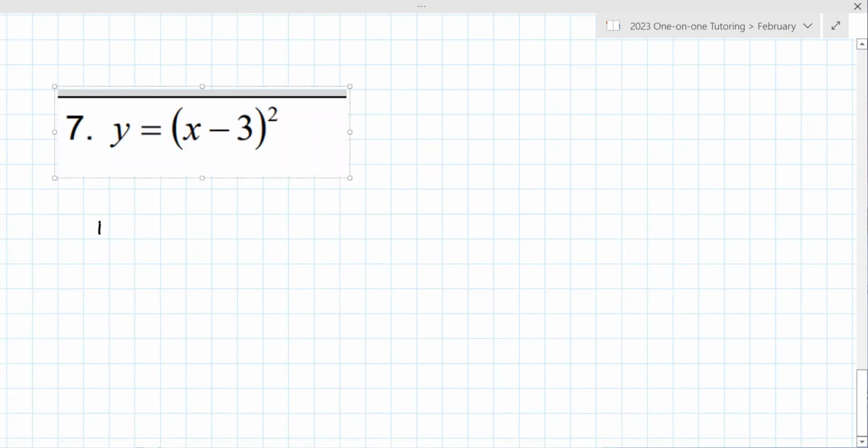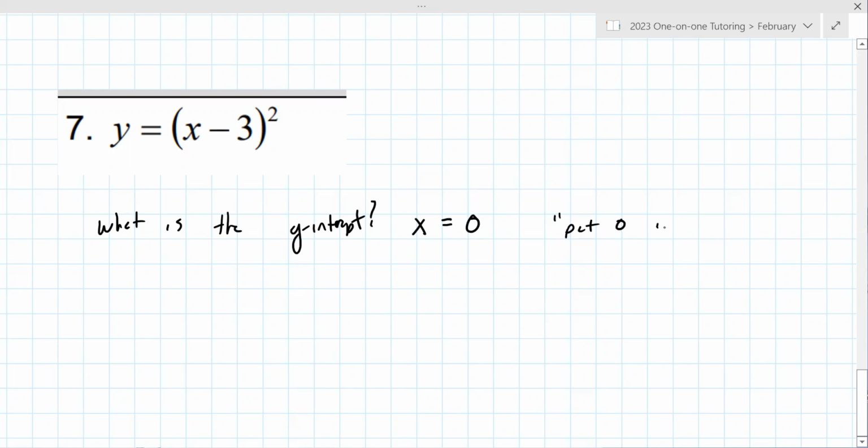The next one is, what is the y-intercept? And you said it earlier. What does x have to equal for the y-intercept? 0. Yes. So then plug in 0, put 0 in for x. So 0 minus 3, negative 3 squared is 9. So the y-intercept is 0, 9.